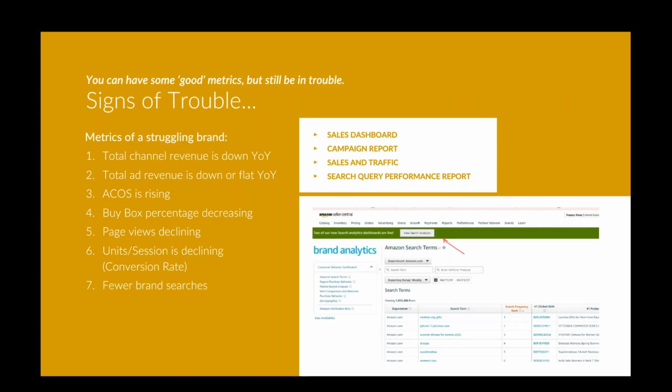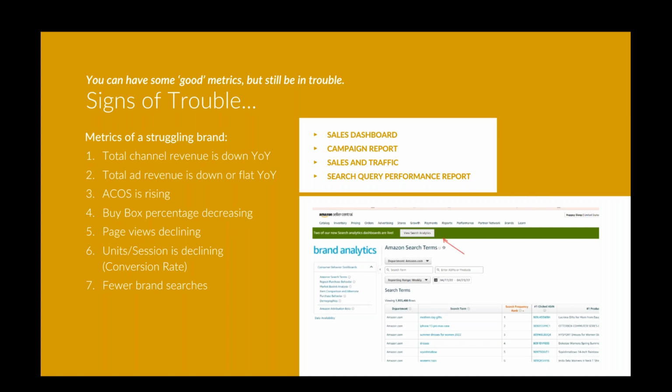Awesome, thank you, Kenley. So let's take a dive into some of these metrics, and we'll talk about what they really mean and some things to look out for here. You can have good metrics, or you can be trending positively in some areas, but there might still be red flags that you want to be aware of and take a deeper dive into.